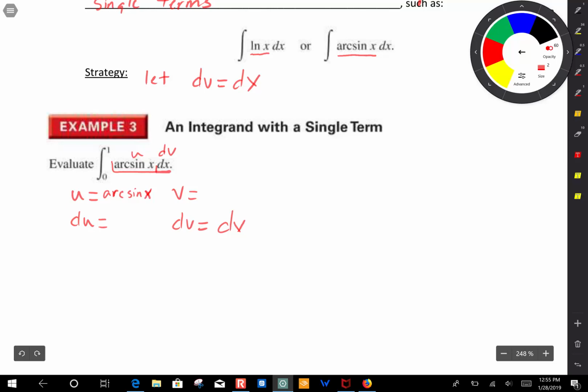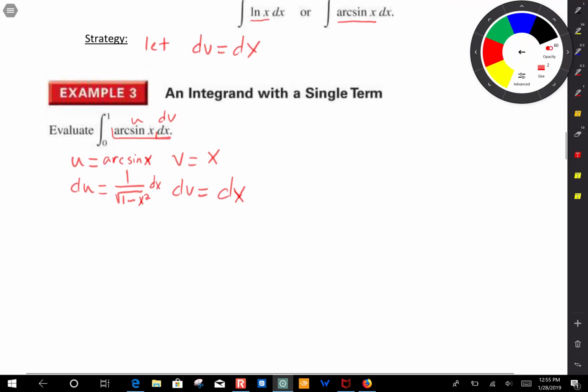All right. So now, what is the derivative of arc sine x? Well, if you're looking at your derivative table, the derivative of arc sine of x is just going to be 1 over the square root of 1 minus x squared dx. So if dv is equal to dx, then what's my v? My v is just going to be x, because the integral of dx is just x, right? So du is 1 over the square root of 1 minus x squared dx, and v is x. See? So we use that strategy, and then we set up our integral.